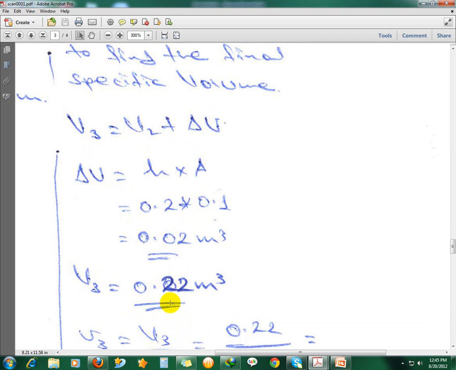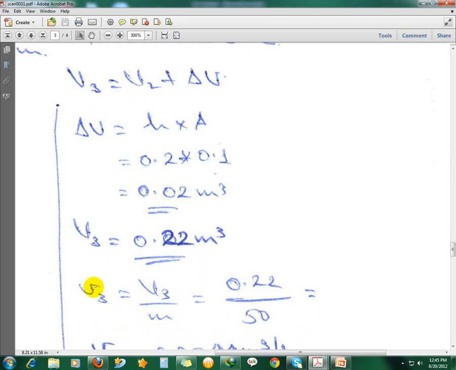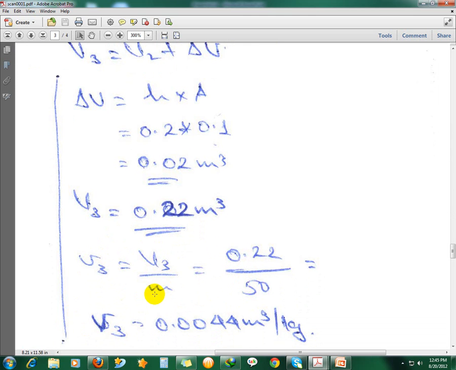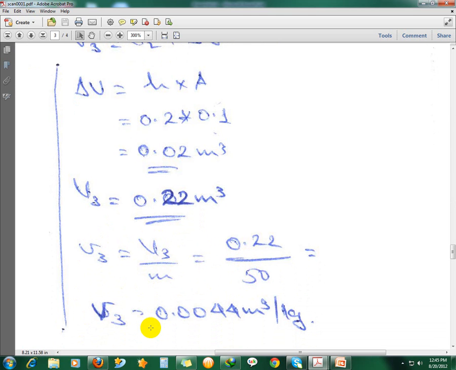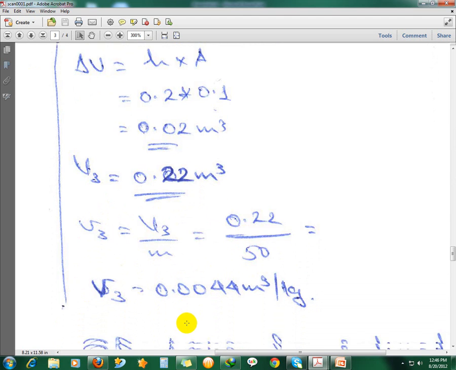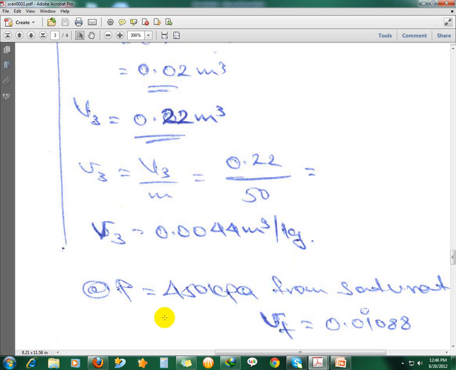But to use steam table, we have to convert this volume into a specific volume, and specific volume 3 is equal to V3 over total mass, and total mass is given. So specific volume at stage 3 is equal to 0.0044 meter cube per kilogram. Now, using the final pressure 450 kilopascal and the final specific volume 0.0044, we can determine the state.